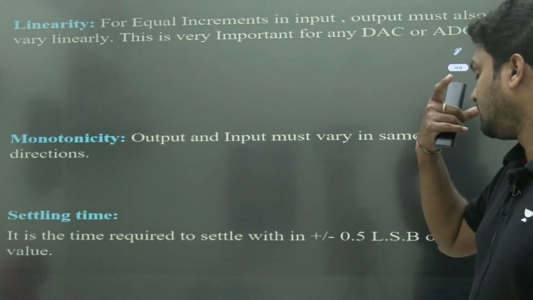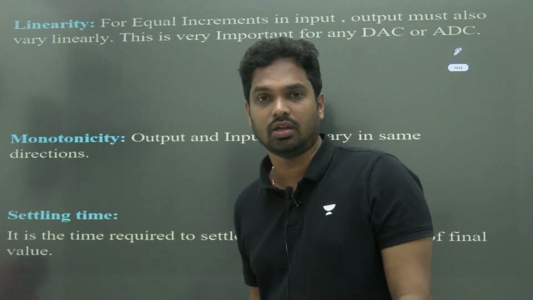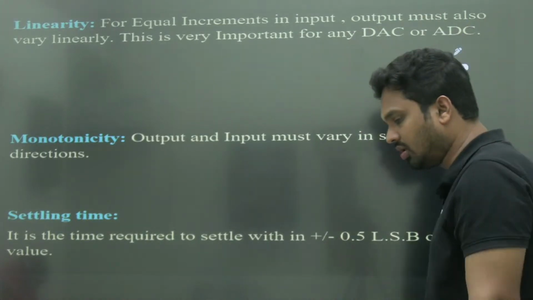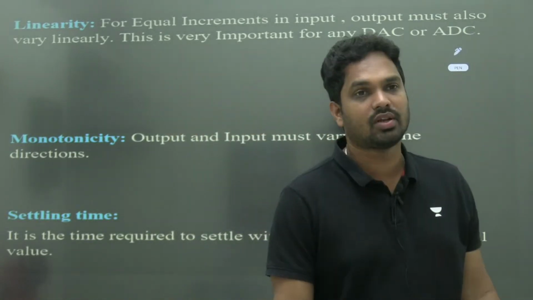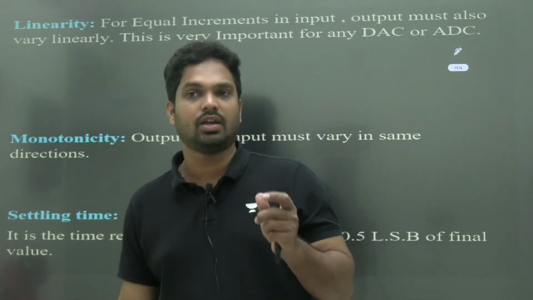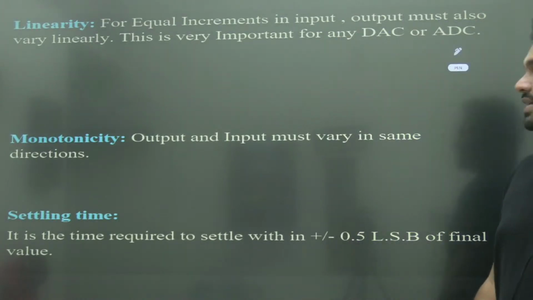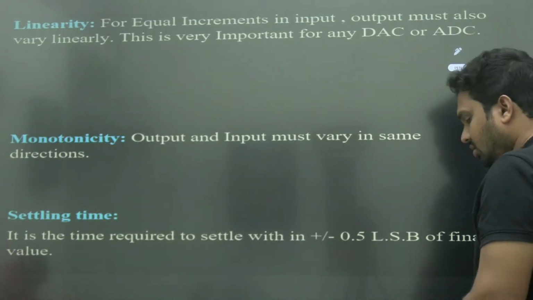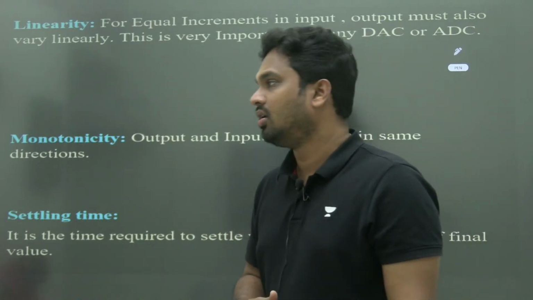And monotonicity is a part of linearity only. Output should be linearly related to the input, and the settling time is the time required to settle. Suppose you have given an input, it requires some time to read the input. The output also requires some time to become a valid value because of the capacitances involved. So the time needed to get within plus or minus half LSB of the final value is called the settling time. That will finish the ADC and DAC specifications.